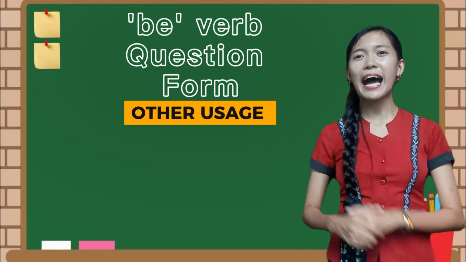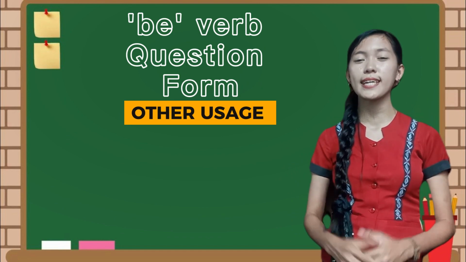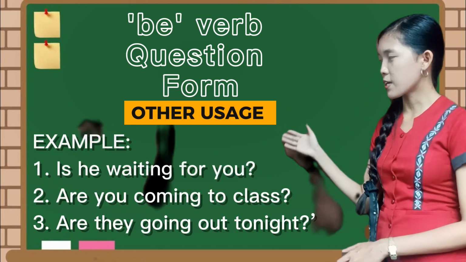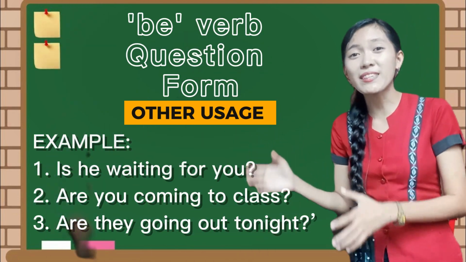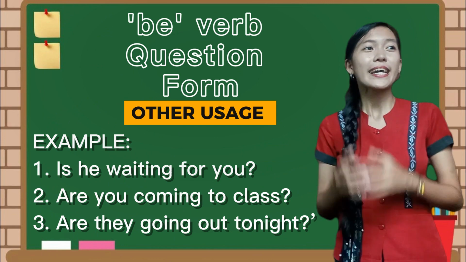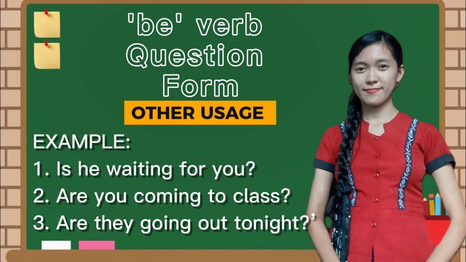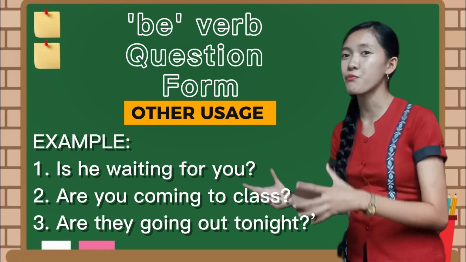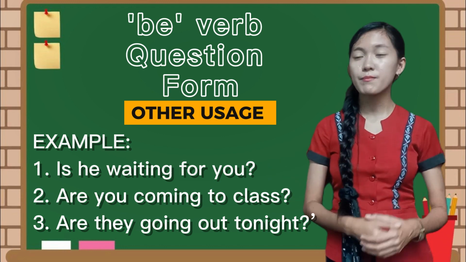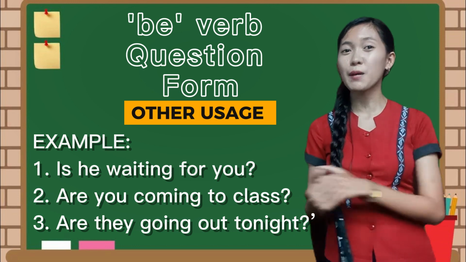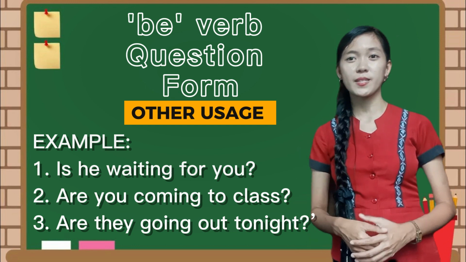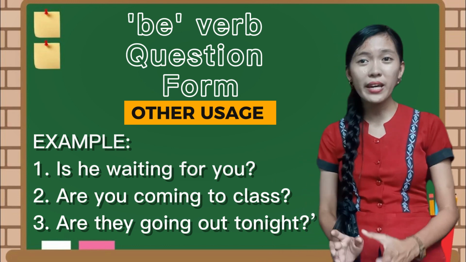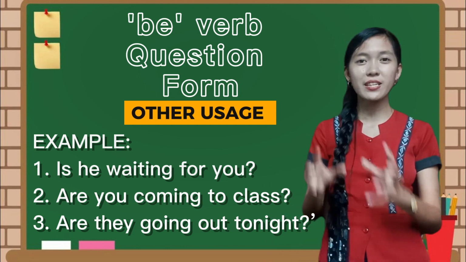Now, let's talk about how to form be-verb questions in present continuous tenses. The first example here says, is he waiting for you? Or is she waiting for you? To form questions using the present continuous tense with the be verb, we start with the be verb, followed by the subject and then the present participle verb with ing. For example, is he waiting for you or is she waiting for you?